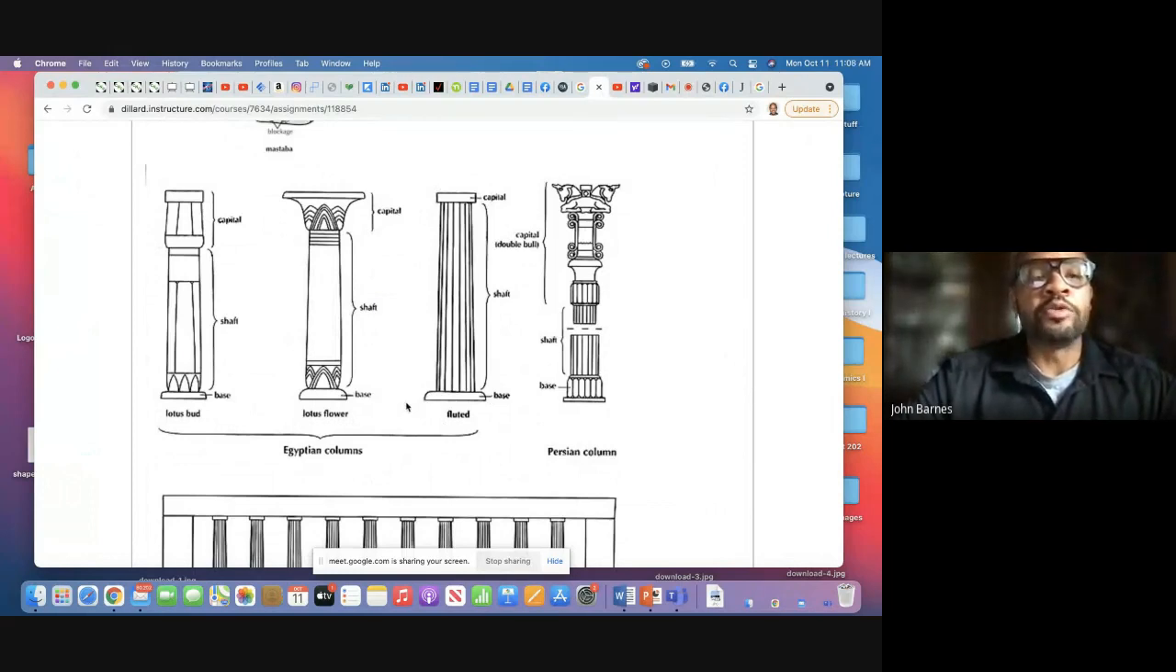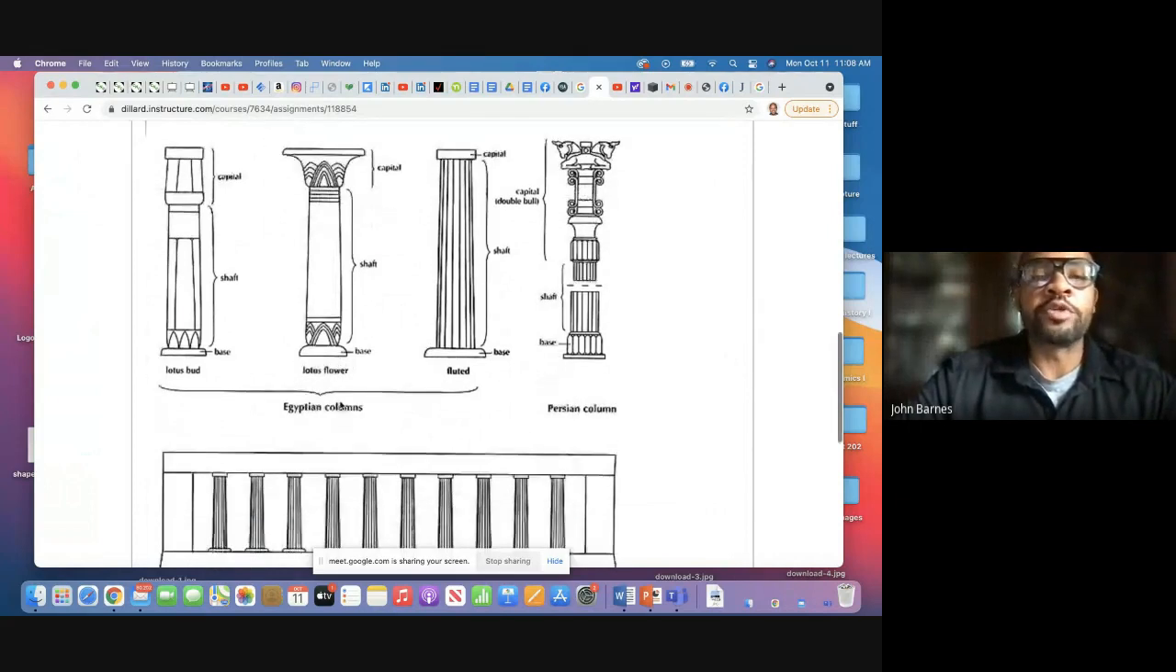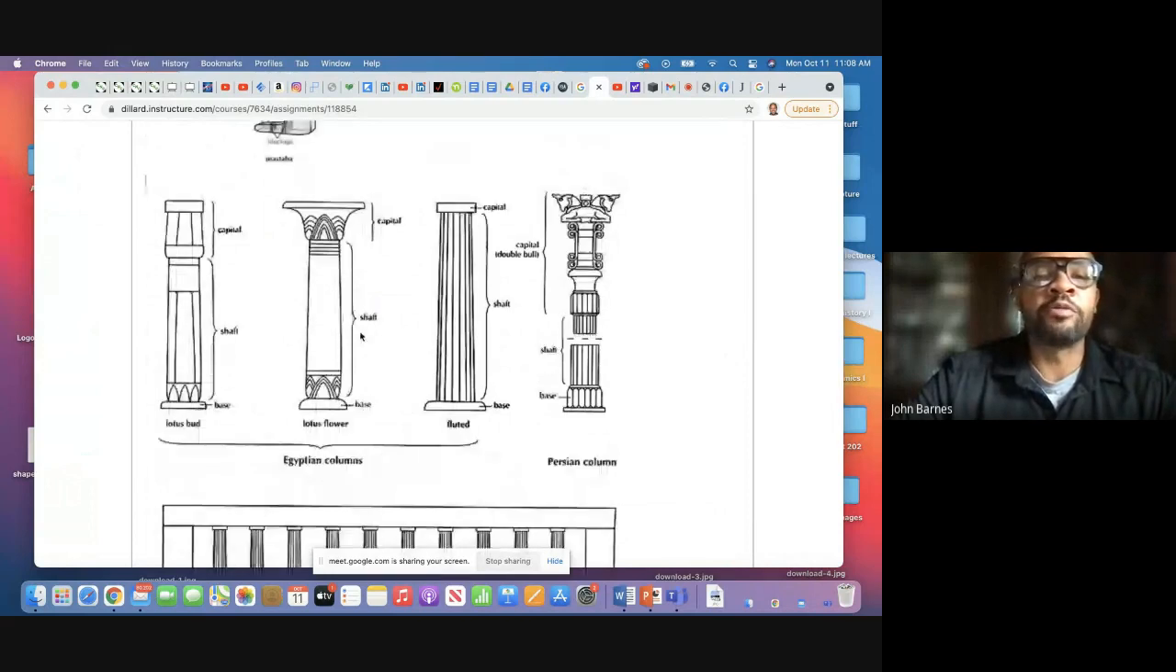Now, when we get to the Hypostyle Hall, the Hypostyle, which was the largest religious complex ever made, that too has a base, a shaft, and a capital. But the capital and the shaft, they're all based on the lotus flower. The lotus flower was highly significant in Egyptian mysticism. The lotus flower is a beautiful flower that can grow and prosper in the worst, most inhospitable conditions. So this particular column is based upon that.